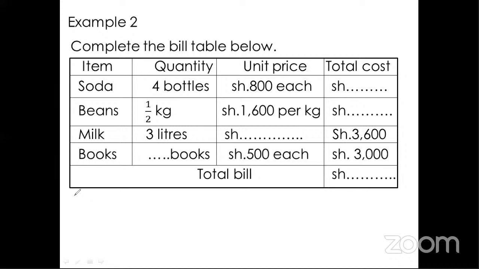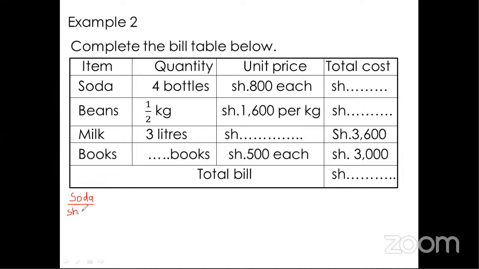You come here and say the item is soda. The space is always provided for you, so you write here soda and you can underline. Under soda, you find that the total cost is missing. For you to get the total cost, we say total cost equals unit cost times quantity. So under soda, I'm going to multiply. If you want the total cost, you multiply.